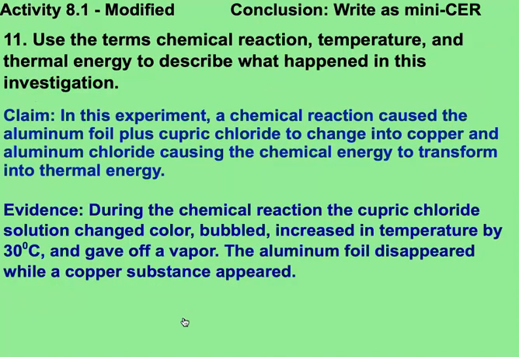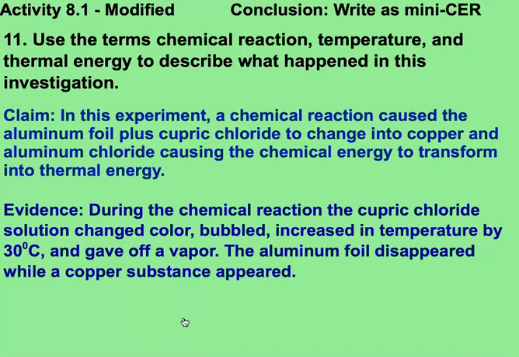So number 11 says, use the terms chemical reaction, temperature, and thermal energy to describe what happened in this investigation. And write this as a mini CER. Now, I wouldn't expect that you would write this much in your mini CER, but I wanted to write a complete thought type of answer for you. So my claim was, in this experiment, a chemical reaction caused the aluminum foil plus copper chloride to change into copper and aluminum chloride, causing the chemical energy to transform into thermal energy. That's quite a long claim.